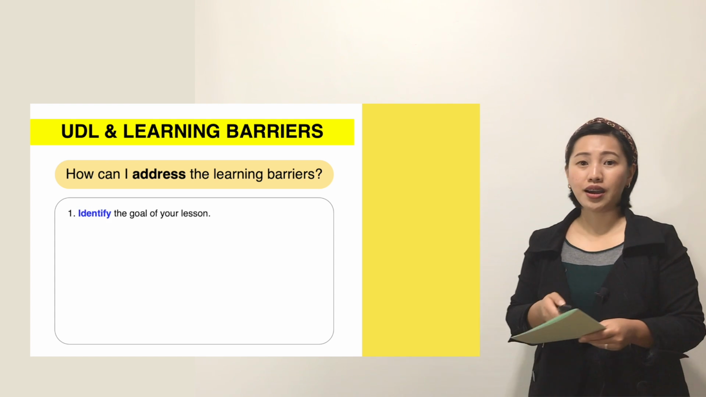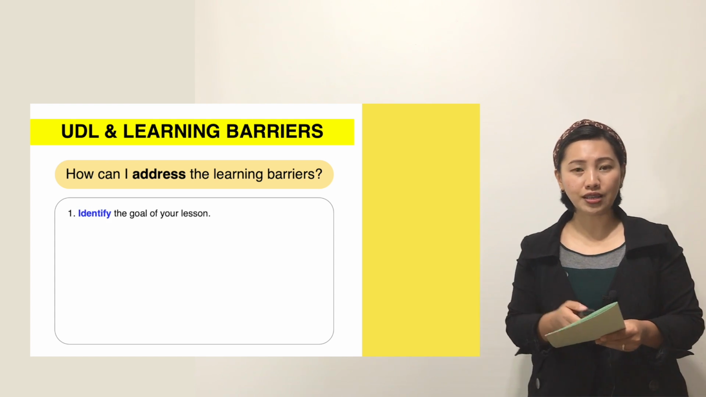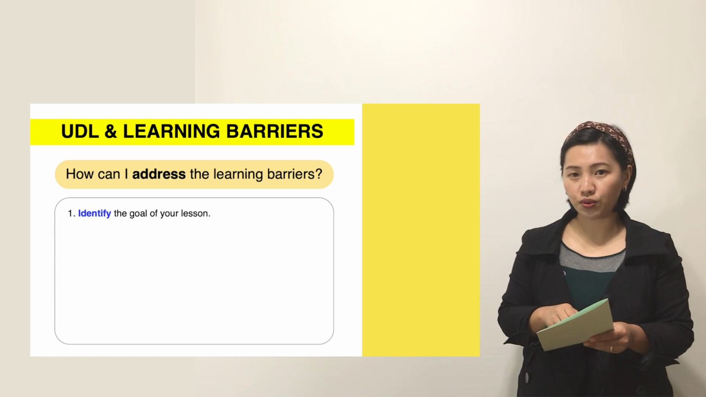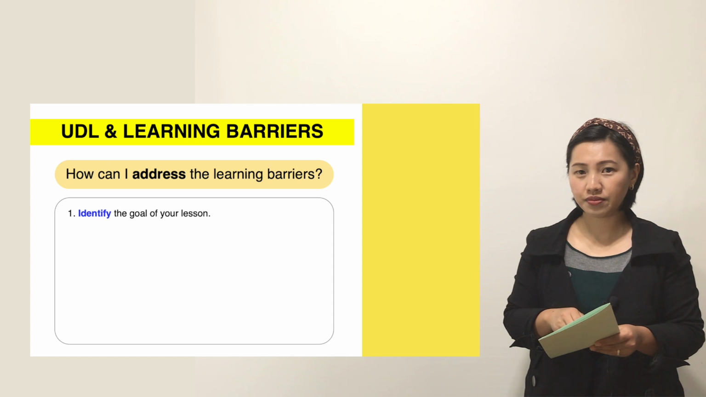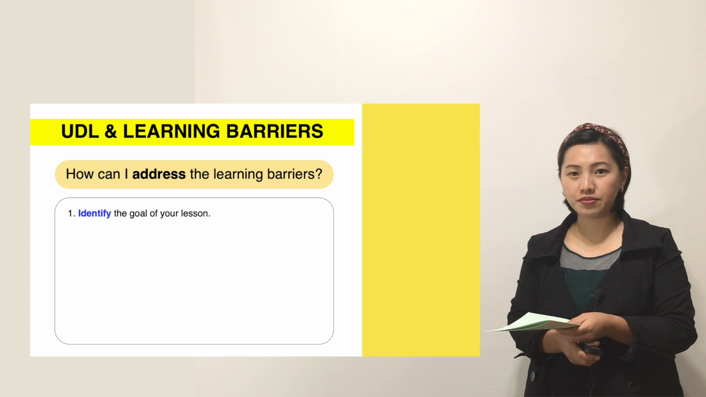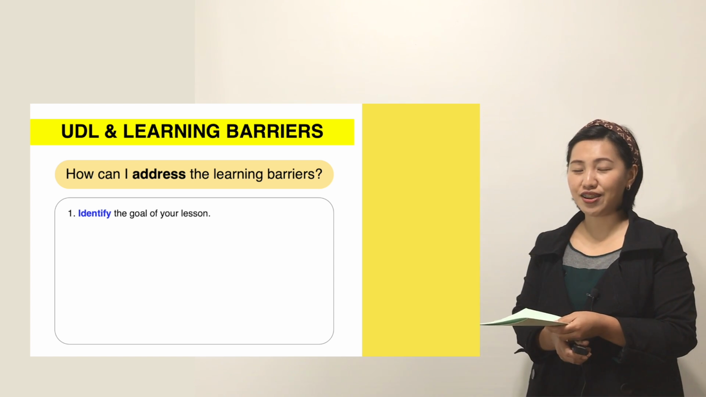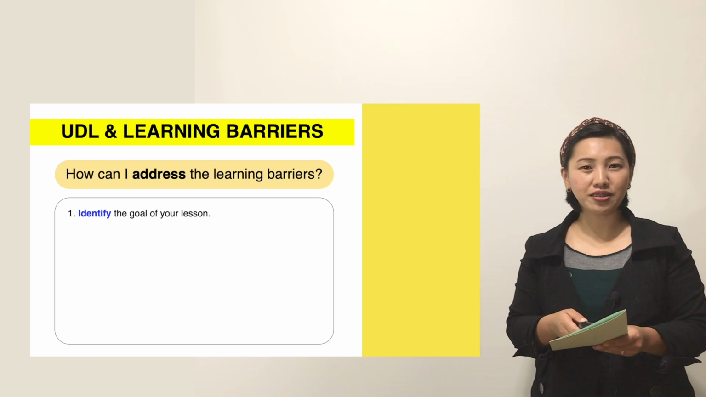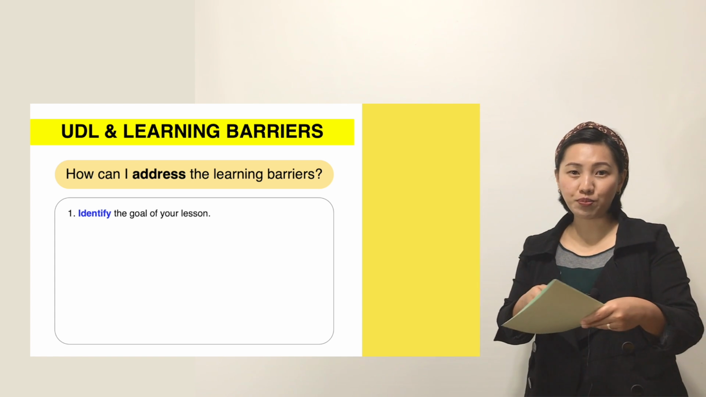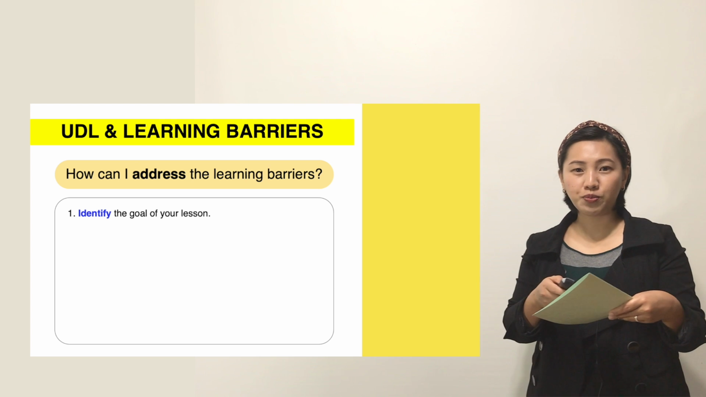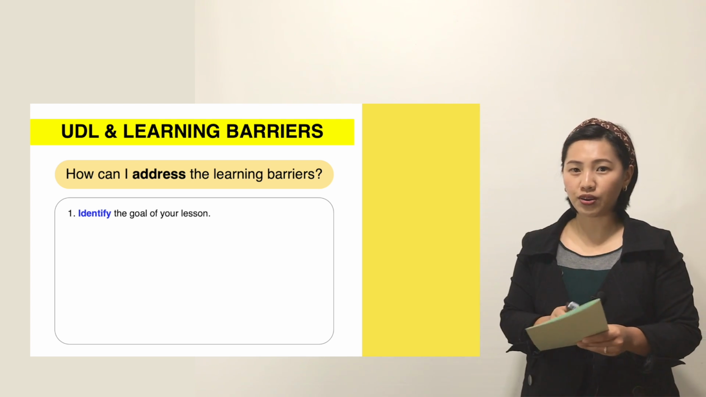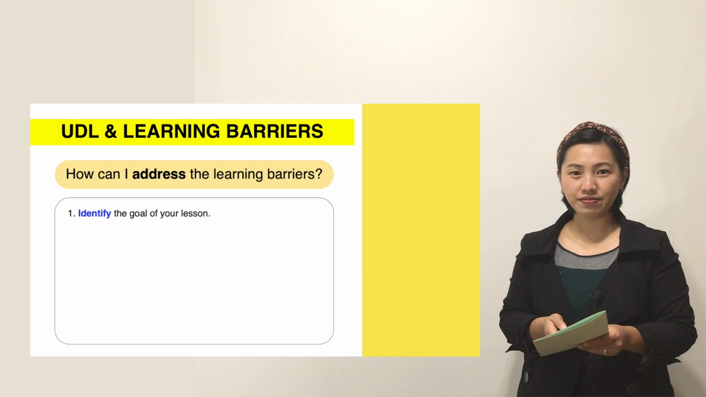First, identify the goal of your lesson. Why do you need to identify your goal? Why do you need to set your goal for your lesson? What's the use of an objective anyway in the lesson plan? Your goal or your objective in a lesson plan will guide you in providing the right strategy, method, or activities all throughout your lesson, right?